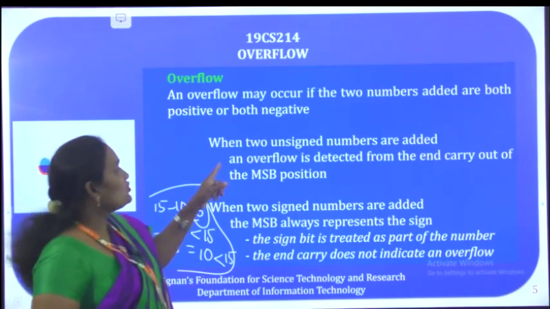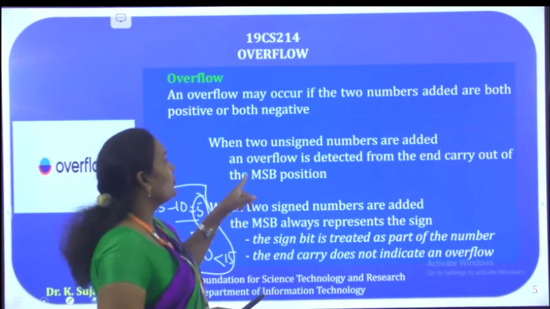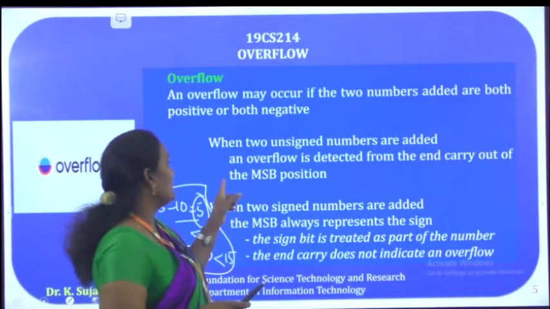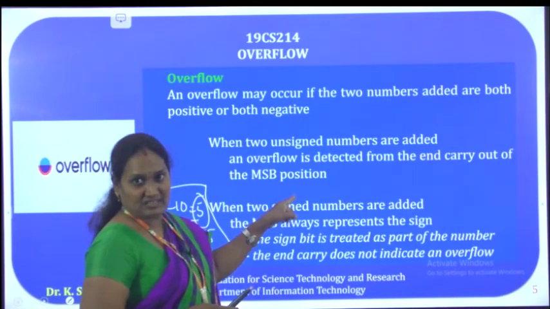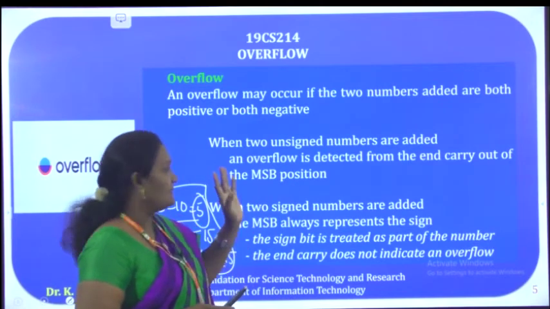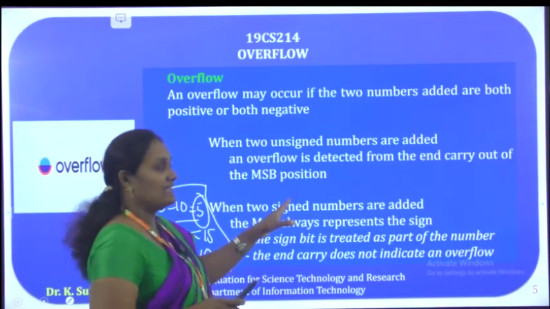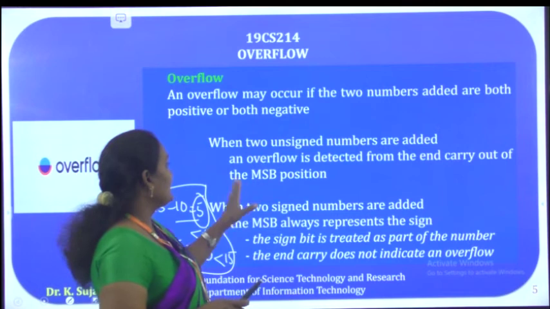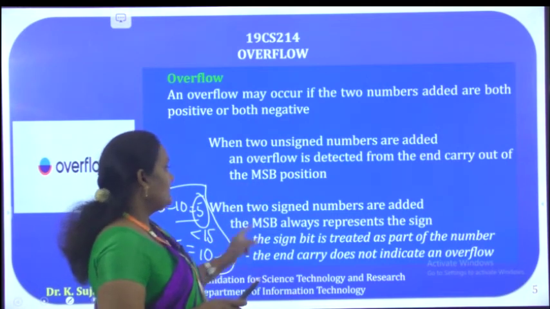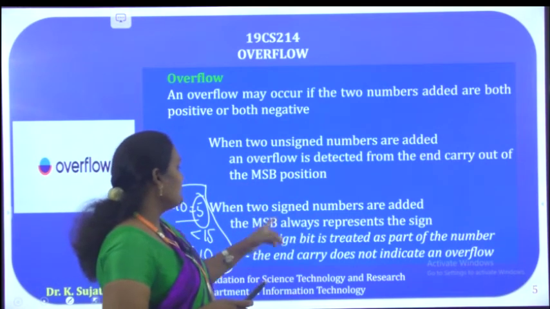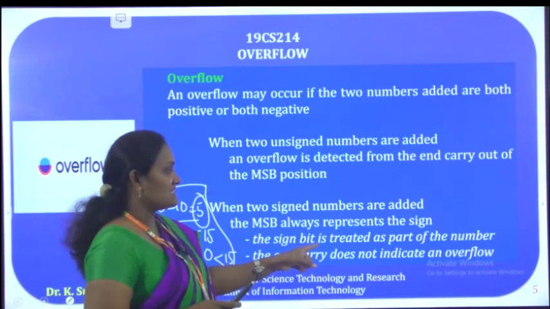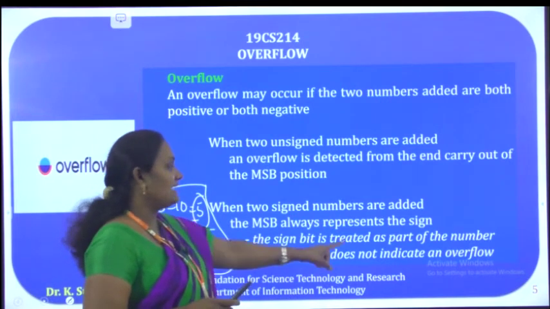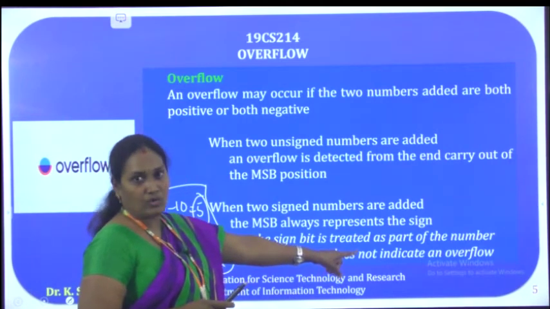When two unsigned numbers are added, an overflow is detected from the end carry out of the MSB position, that is, the most significant position. By observing the end carry out of that position, we detect the occurrence of overflow. When two signed numbers are added, the MSB always represents the sign. The sign bit is treated as a part of the number and the end carry does not indicate an overflow.